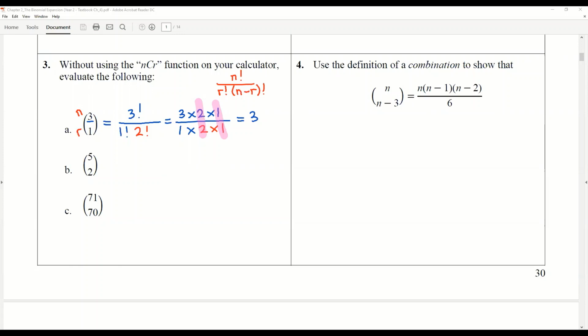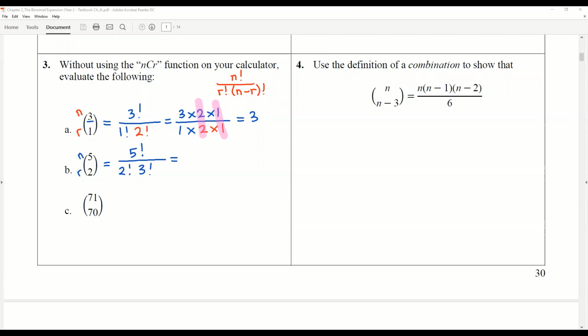For part B, this is 5 choose 2. So again, we'll put everything into the definition. 5 factorial on top, that's my n. 2 factorial on the bottom, and then the extra term, the difference between the n and the r. Okay, the n is always bigger. So 5 subtract 2, which is 3 factorial.